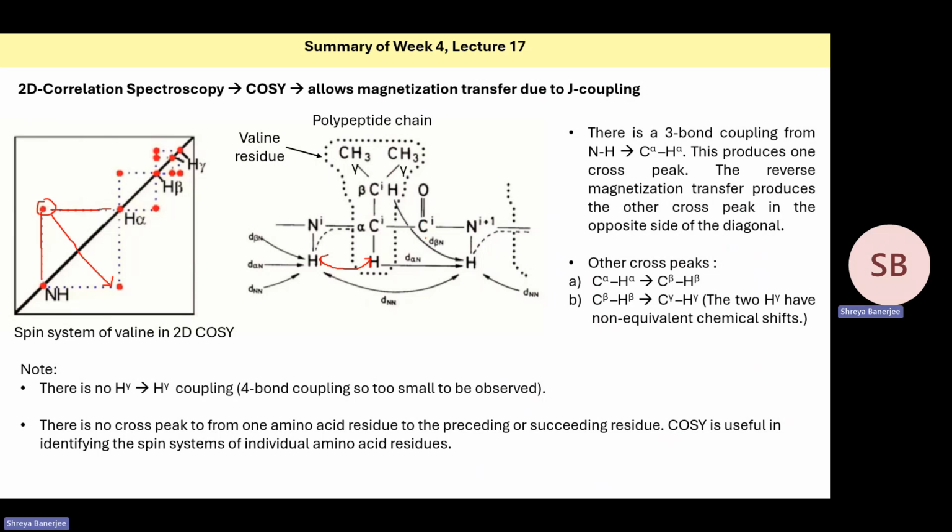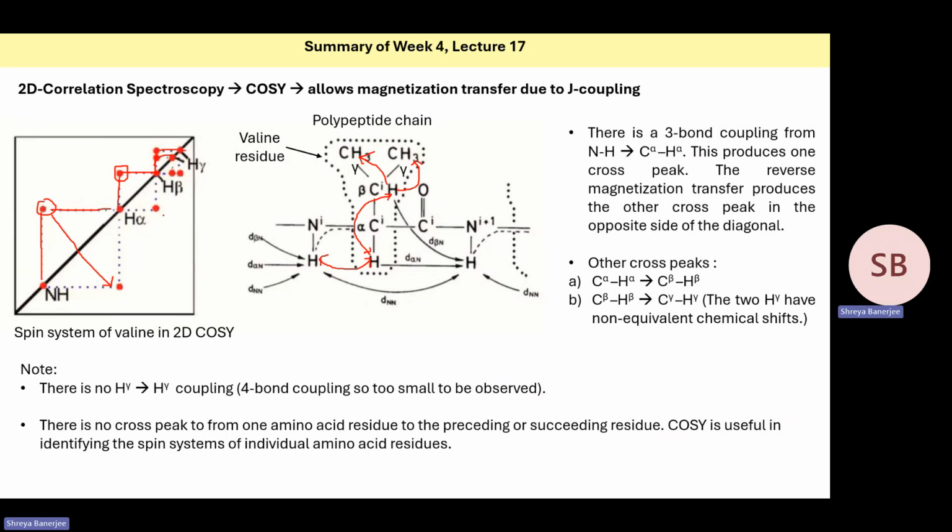The other cross peaks: H alpha will couple to H beta, because this is also a 3J coupling. So H alpha and H beta will give another cross peak. Then what will be the other cross peaks? H beta to gamma. There are two kinds of gamma hydrogens. They come at slightly different chemical shifts, you can see, and H beta is showing correlation with both.